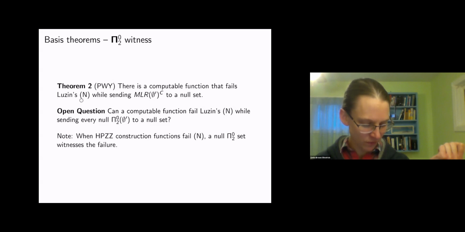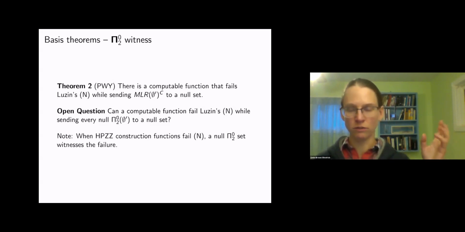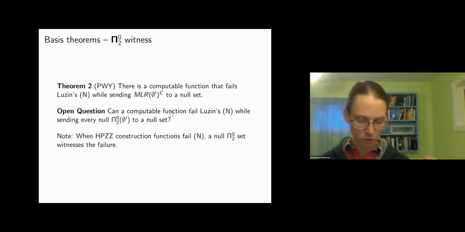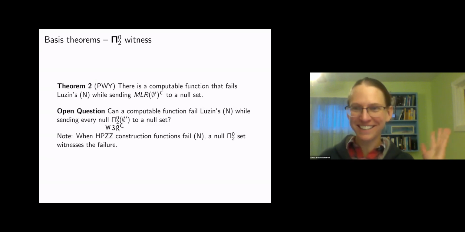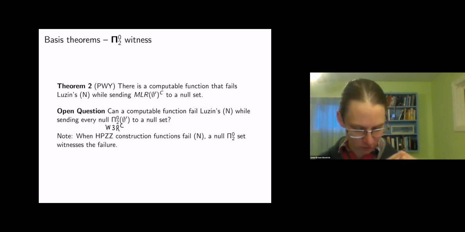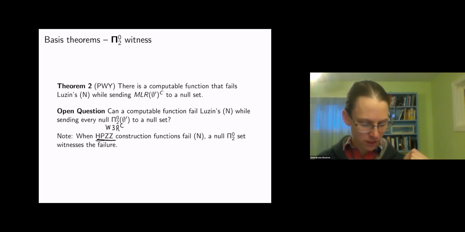All right, so you can send everything that is not weak 2 random to a null set and still fail n. Then the open question that's related precisely to the open question of whether you can amp that previous construction up to weak 3 random is this: can a computable function fail Luzin's n, but send every element of the complement of weak 3 random to a null set? So I don't have anything to say about this basis theorem because it's so open other than the construction that I showed you. But I just wanted to remark that this HPZZ construction so far is no help.